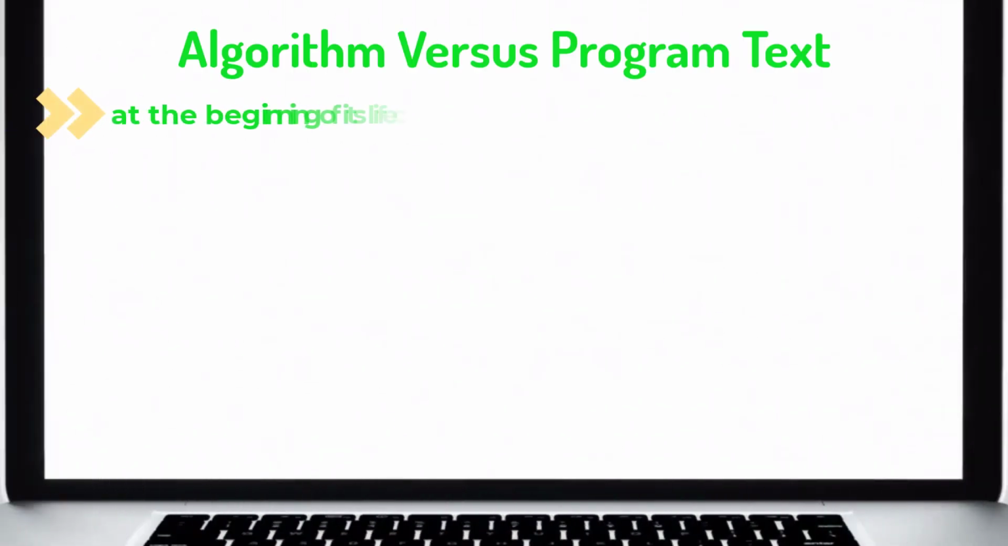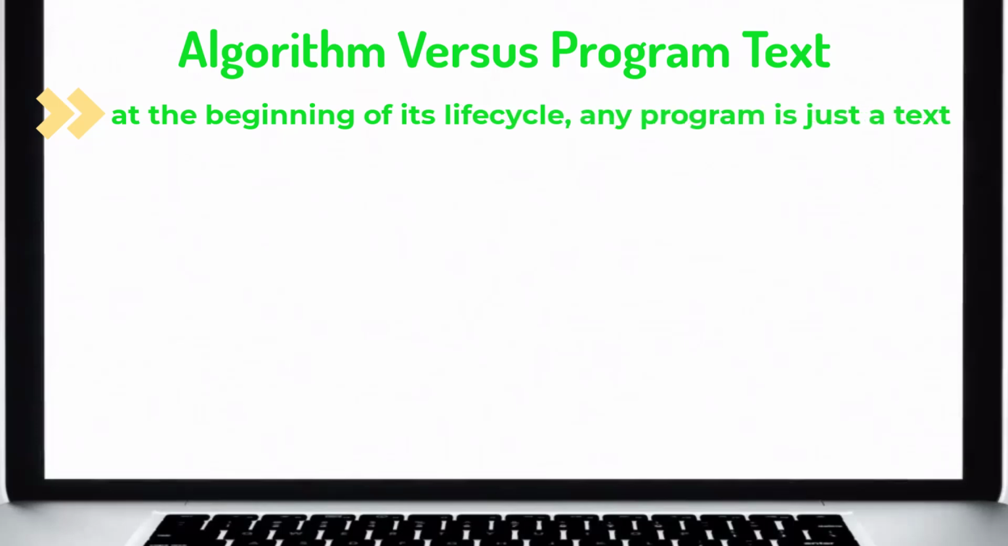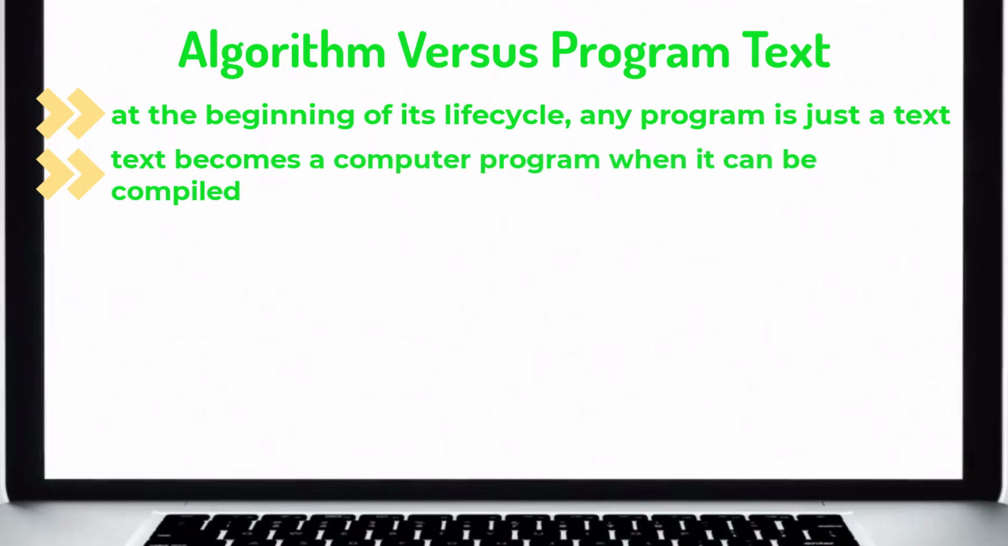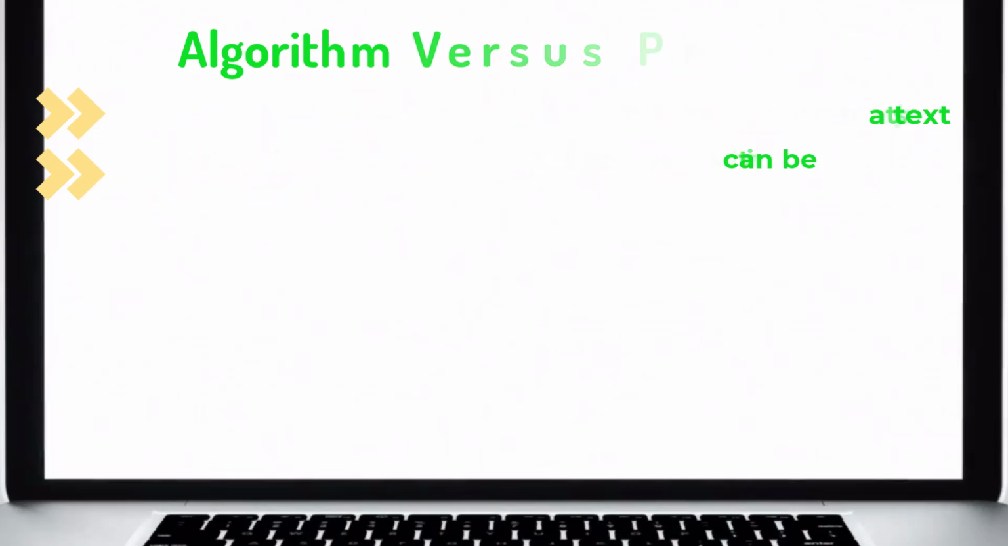Today, we do not need to implement the algorithm using a binary representation. Thanks to the compilation process, we can use alphanumeric alphabets, just like the natural languages we use daily. Typically the implementation alphabet is derived from the Latin alphabet. This leads to the statement that at the beginning of its life cycle, any program is just a text, a sequence of characters. Text becomes a computer program when it meets additional rules that will enable it to be compiled.